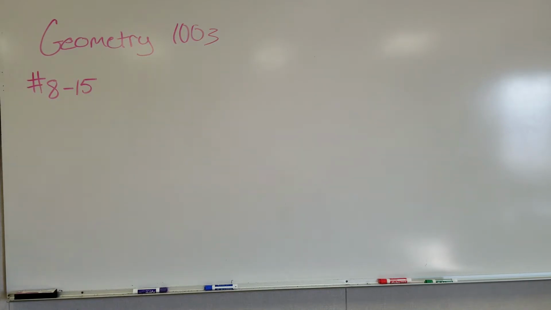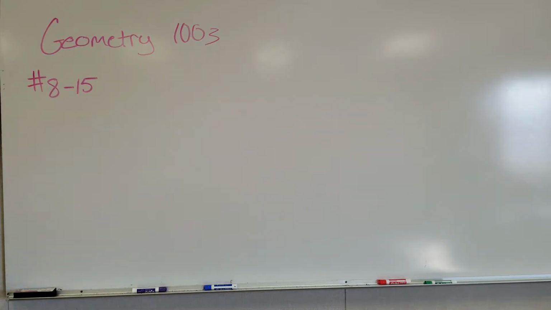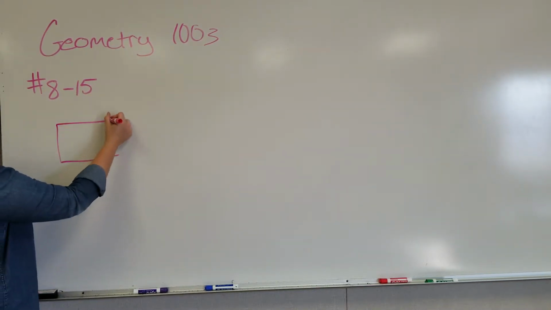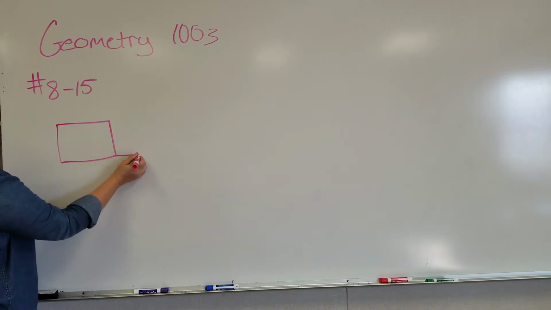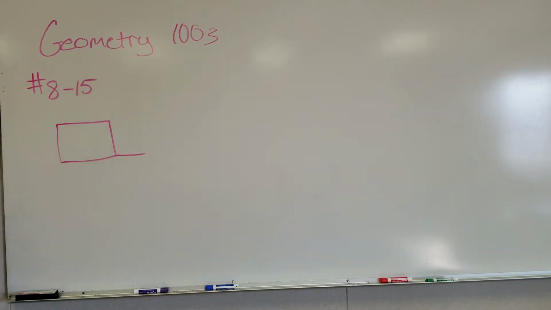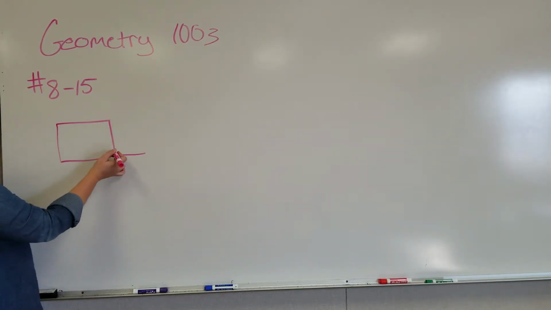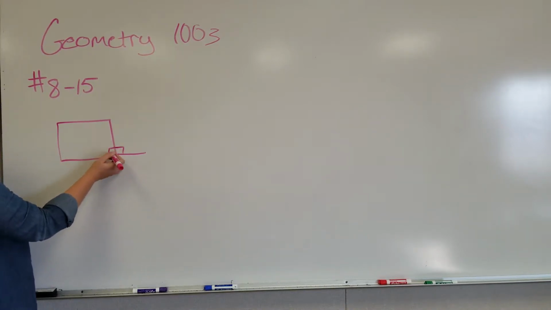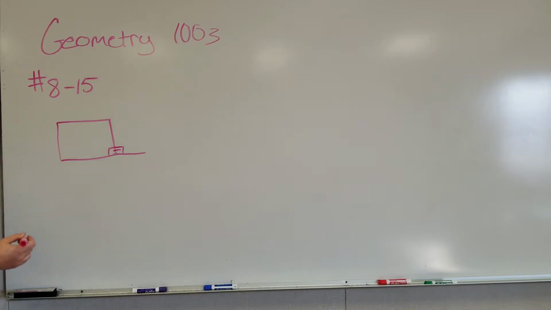Number 12, the measure of an exterior angle at the vertex of a polygon sometimes equals the measure of the adjacent interior angle. So it says the measure of an exterior angle at the vertex of a polygon. So let's go with a rectangle here. Any polygon, this should work with squares or... So an exterior angle here in this rectangle, this is an exterior angle, it's on the outside. Because this rectangle has 90 degree angles here, then yes, these are equal.